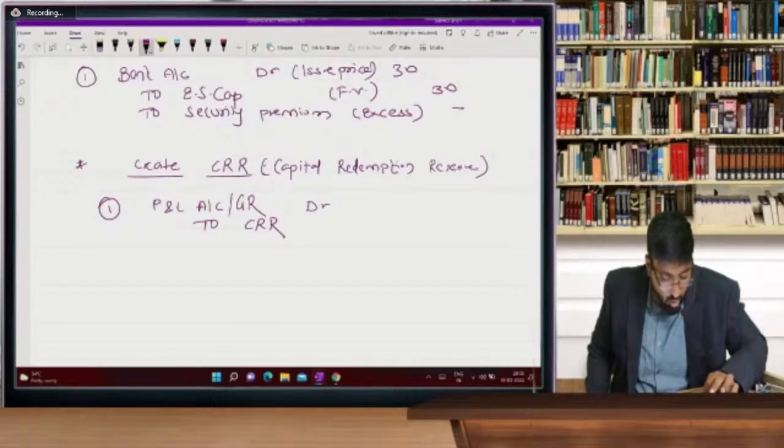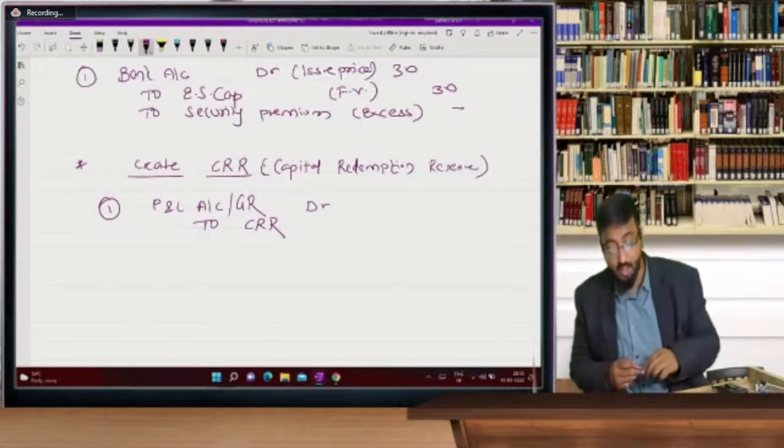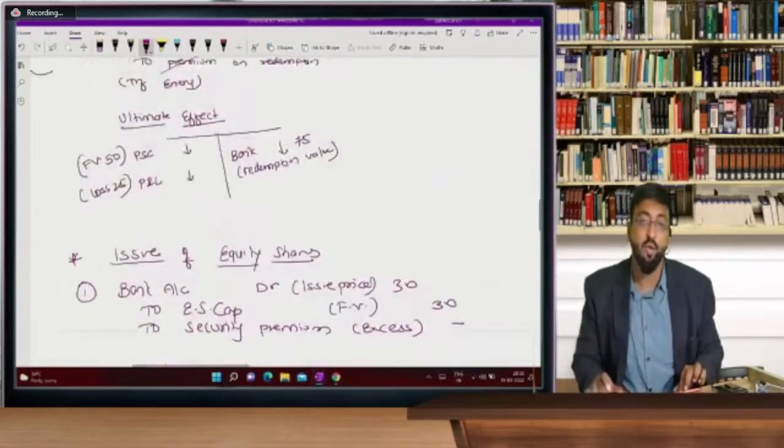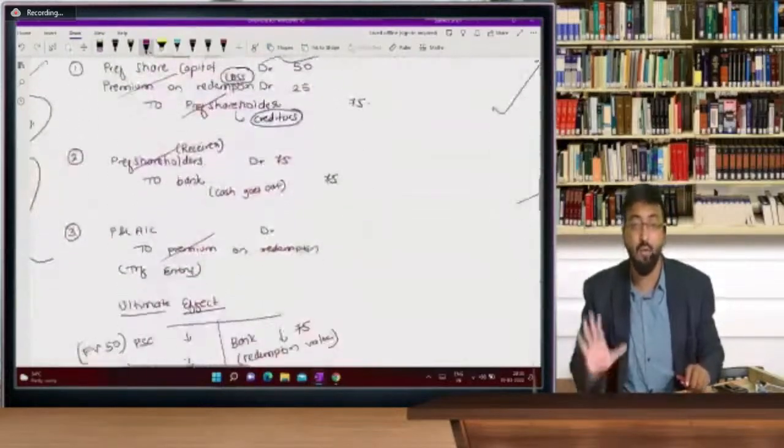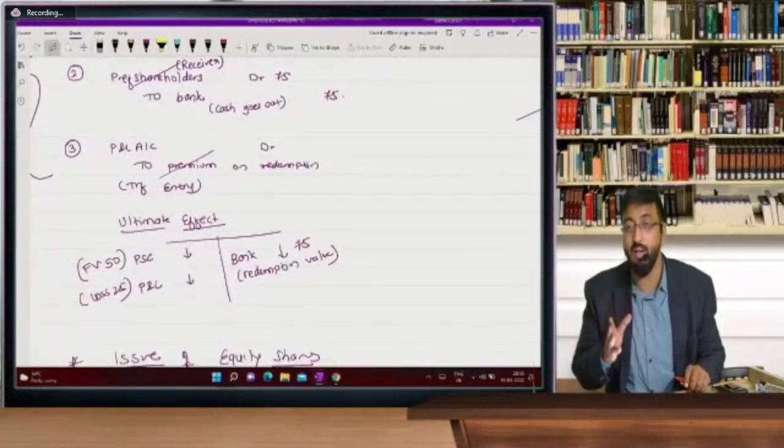No beta, it is not in installments. Okay, very good. So, beta, how many entries you have to learn by heart? Only 5 entries. Nothing difficult, sir. Preferential capital account debit, premium on redemption account debit to preferential holders. Preferential holders account debit to bank. P&L account debit to premium on redemption.